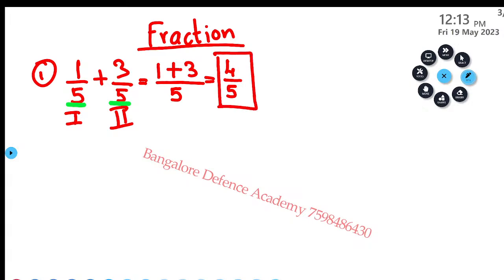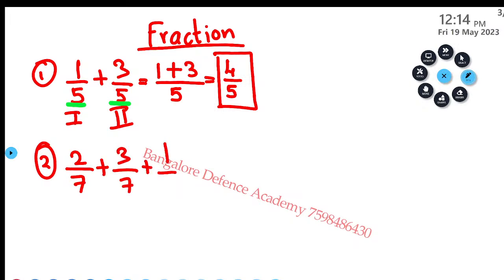Okay, so let me give you one more example to make you understand. Imagine question number 2, I gave you 2 by 7 plus 3 by 7 plus 1 by 7. Okay, so we have three fractions, and in all the three fractions the denominator is the same. Denominator means the number which is below the dash line here. So 7, 7, 7, it is the same.